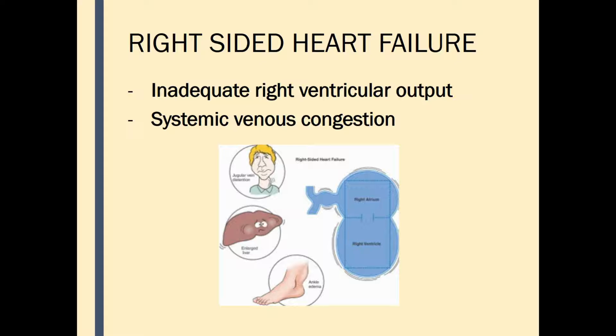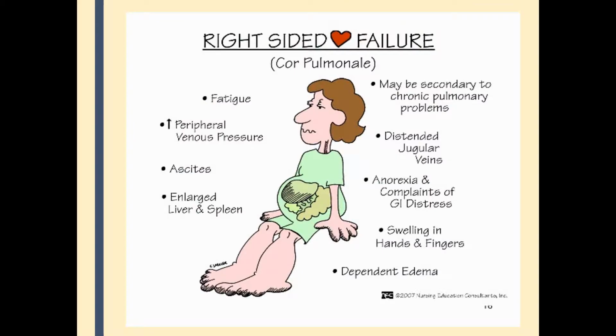So just think, from the right side of your heart, you're pumping blood into your lungs. If you can't pump that blood forward into your lungs, it's going to back up into your body. So as blood backs up into that venous system, we start to see things like dependent edema, JVD, and ascites.